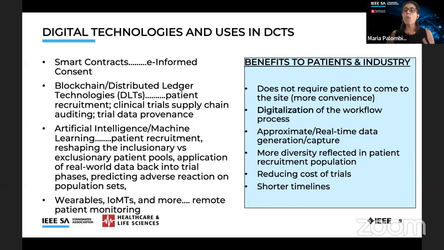And then overall, we're seeing that there's a reduction in cost of trials. Trial sponsors are seeing a reduction of costs by going to decentralized clinical trials, and they're condensing their timelines because the autonomous capture of data and the response to get patients on board is all accelerating these timelines. So we're seeing some benefits.